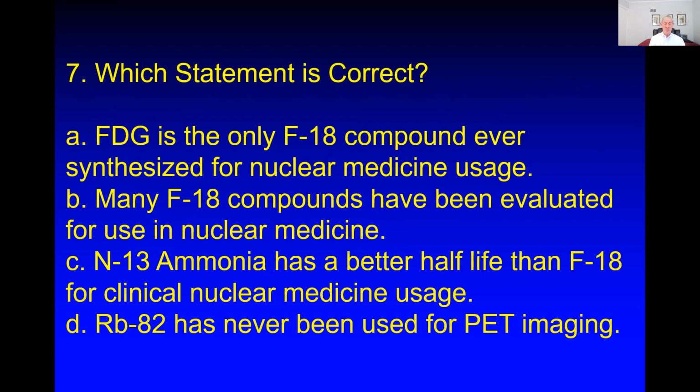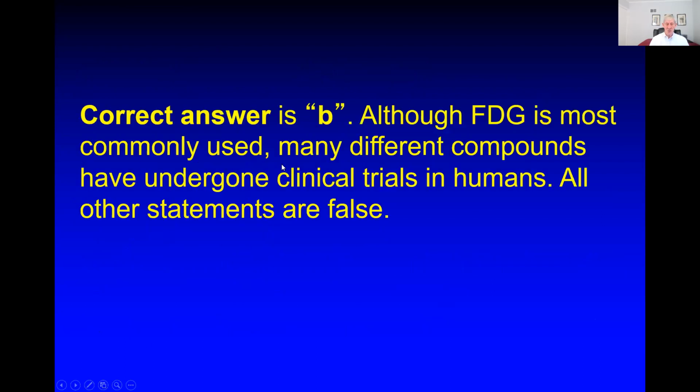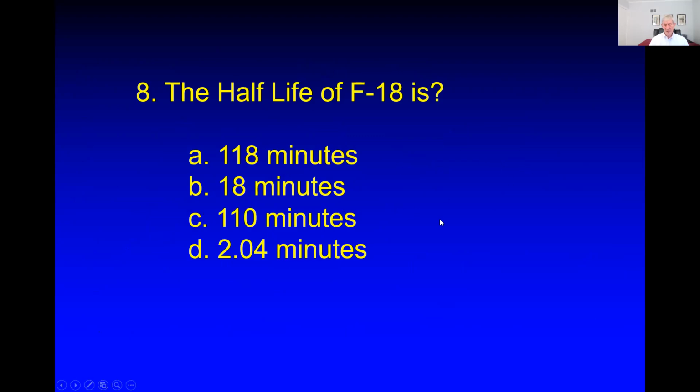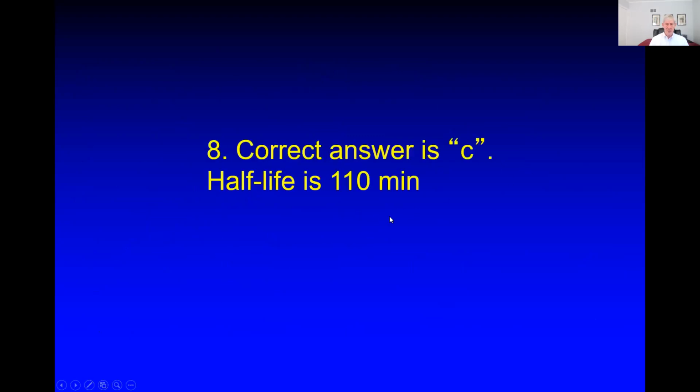Nitrogen-13 ammonia has a better half-life than F-18 for clinical nuclear medicine usage. False. What is the half-life of ammonia? 10 minutes. Good, 10 minutes. So 10 minutes is not a better half-life than 110 minutes for sure. Rubidium has never been used for PET imaging. You know that's false. Rubidium is a cardiac PET imaging agent. The half-life is C, 110 minutes.